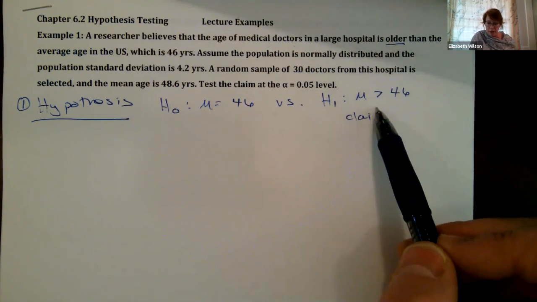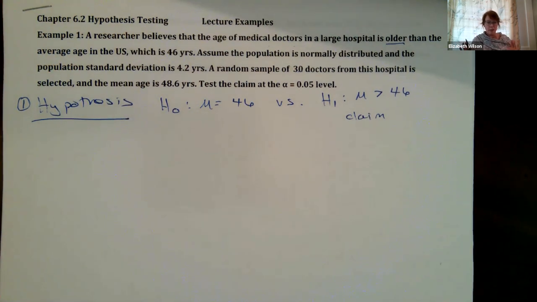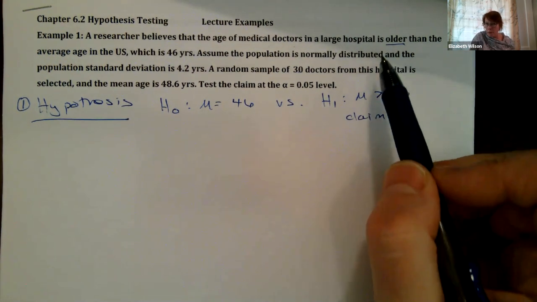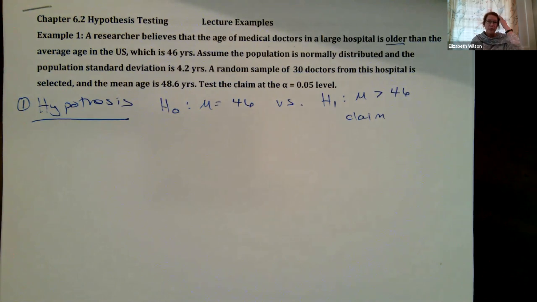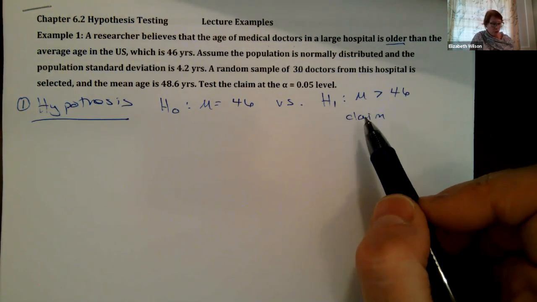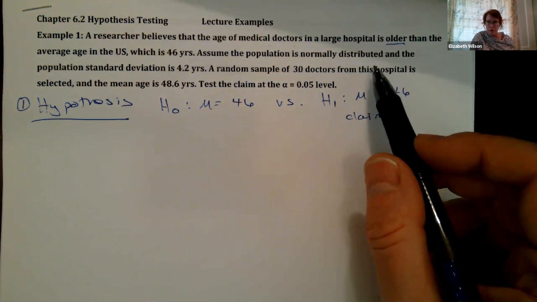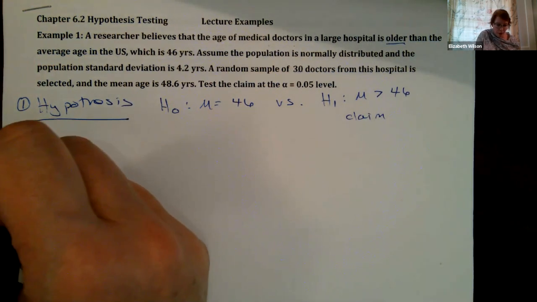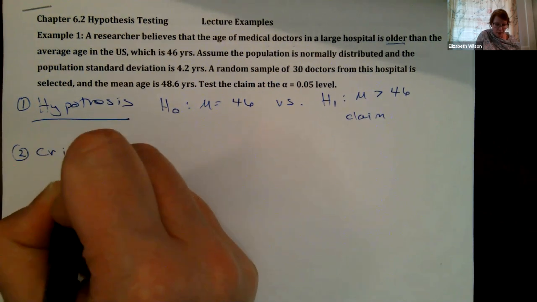That's how I know which hypothesis to use, right-tailed, left-tailed, or two-tailed: it comes from the problem itself. We have to be able to read keywords in the problem to know if it's going to be right-tailed, left-tailed, or two-tailed. This is our claim, that the researcher thinks that these people are older. All right, so now we have to find our critical value.